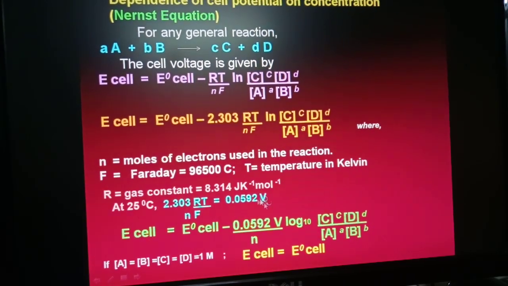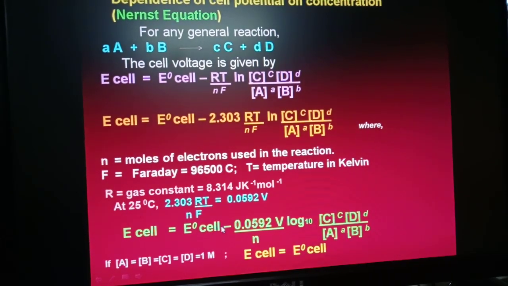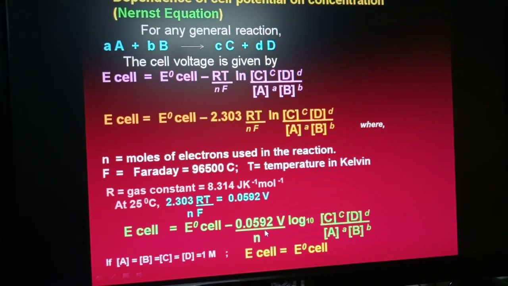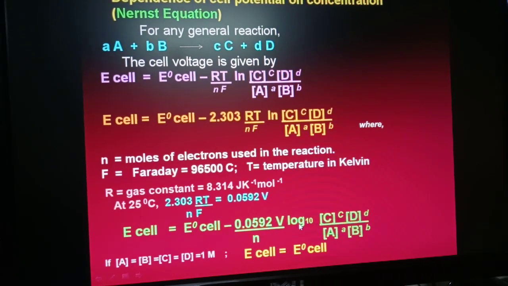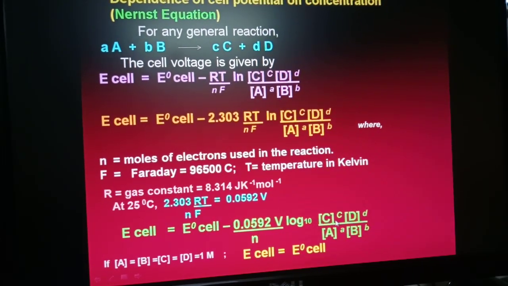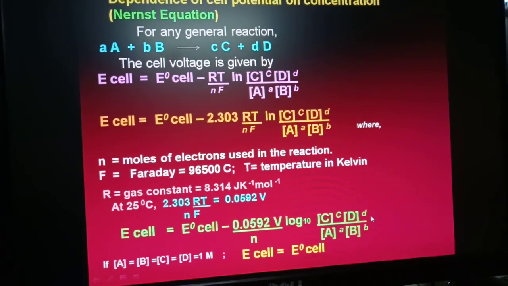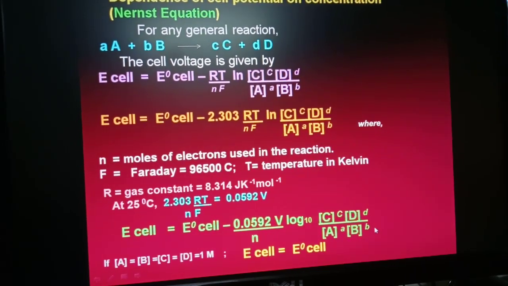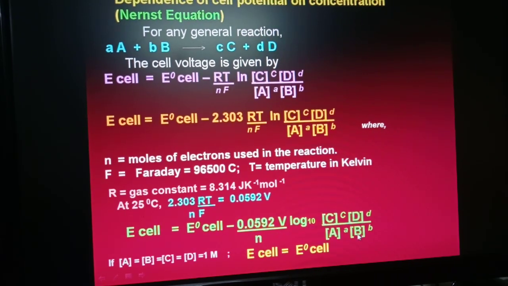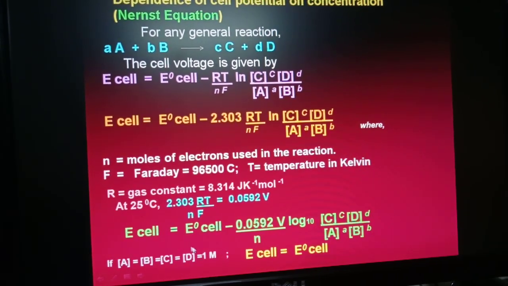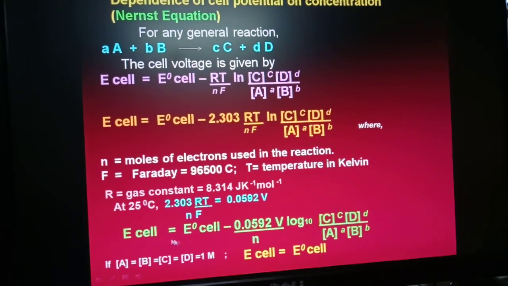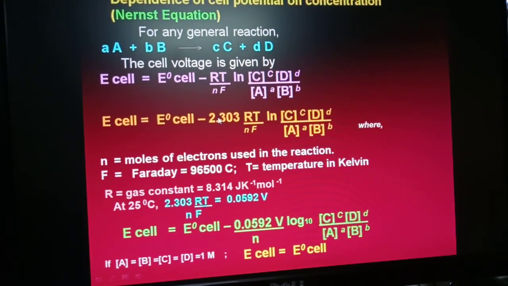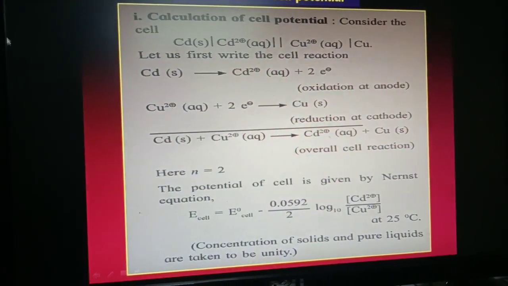0.0592 volt. So, E cell is equal to E0 cell minus 0.0592 upon n log to the base of 10 of concentration of C raised to c into concentration of D raised to d upon concentration of A raised to a into concentration of B raised to b. Now, if concentrations of A, B, C and D are equal to 1 molar, then E cell becomes equal to E0 cell. Now, let us see with the help of an example how to calculate the cell potential.